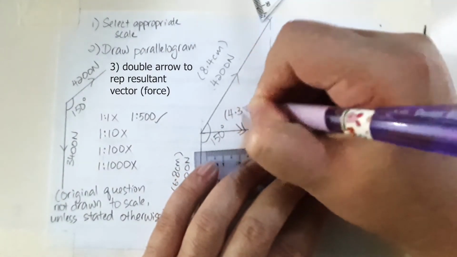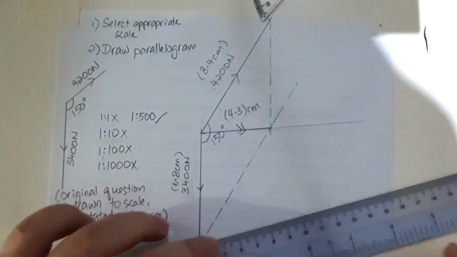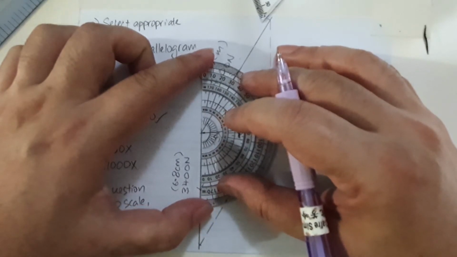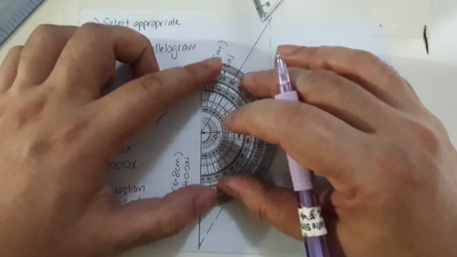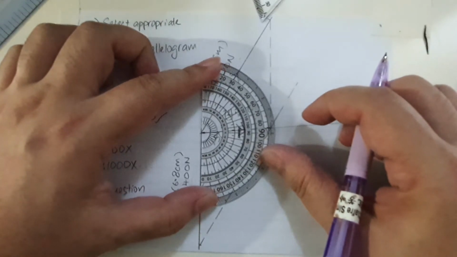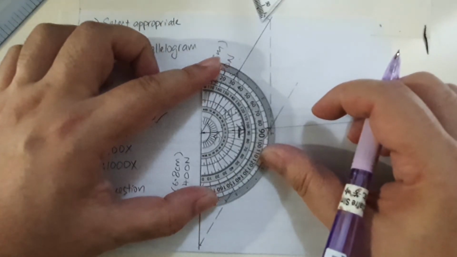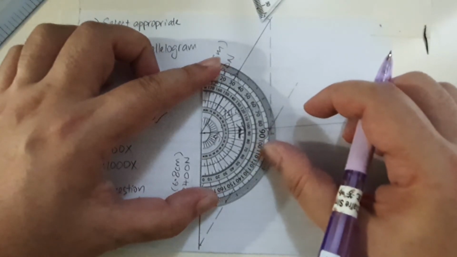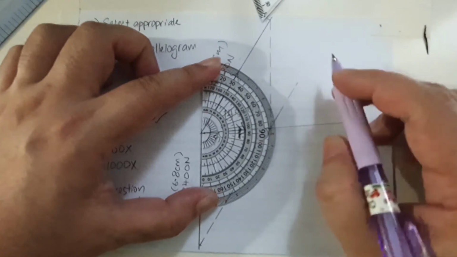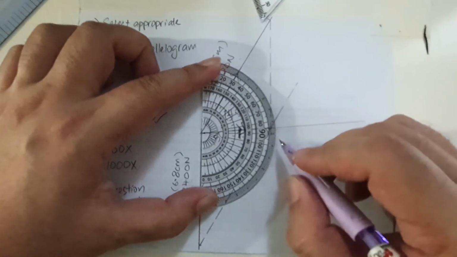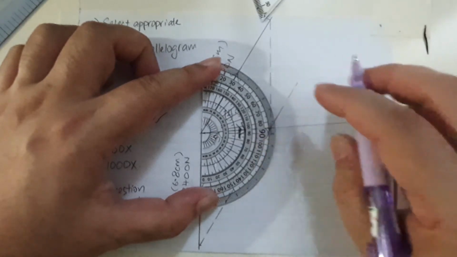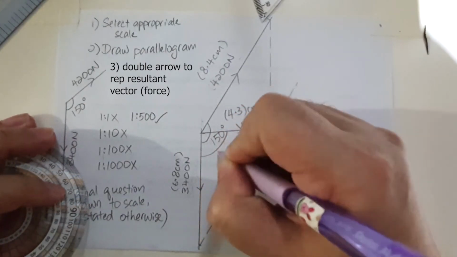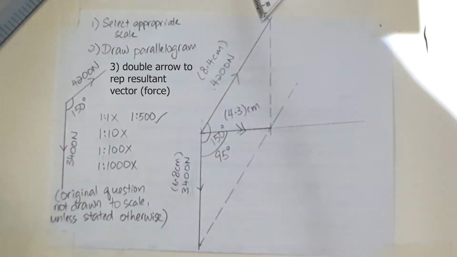Okay, now I'm measuring the length of the resultant vector, and that gives me 4.3 cm. Right, now I'm trying to locate the direction, which is the angle between 3,400 newtons and the resultant vector. Now you can always measure the angle between 4,200 newtons and the resultant vector too. So the angle actually gives you the direction of the resultant vector. So you don't have to worry which angle you measure, just measure one of them. For me, 3,400 and resultant vector, so what I have is 95 degrees.